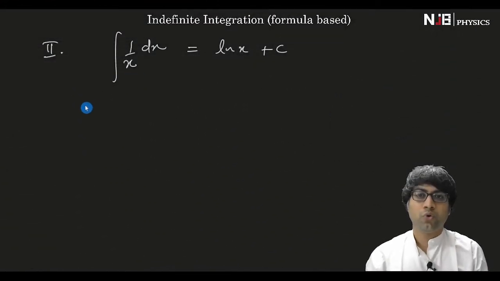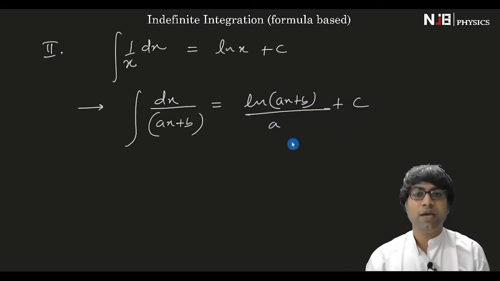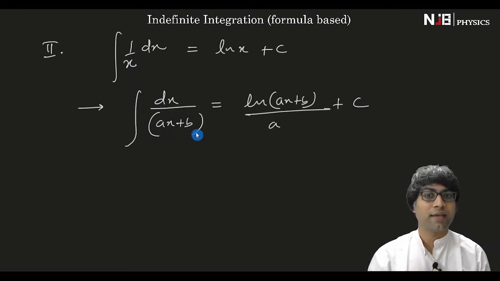Now in this also, we might have a special situation, that is we want to find the integration of 1 upon ax plus b. So it is going to become equal to ln of (ax plus b) divided by the coefficient of x, which is a, plus c. Remember that this formula is to be used only when we have a linear expression in x. If it is x to the power 2, 3, or there is some other thing apart from this linear expression, then we cannot use this formula.